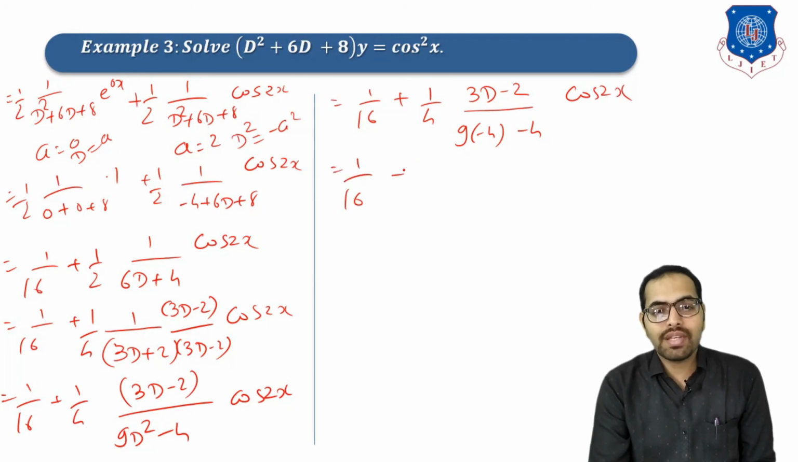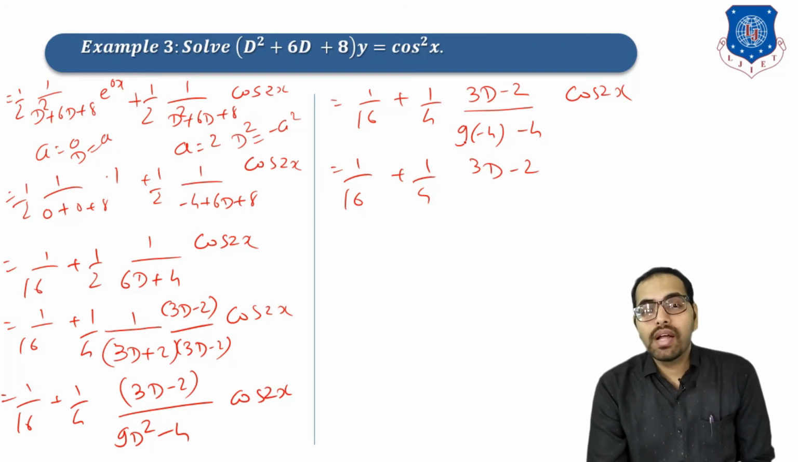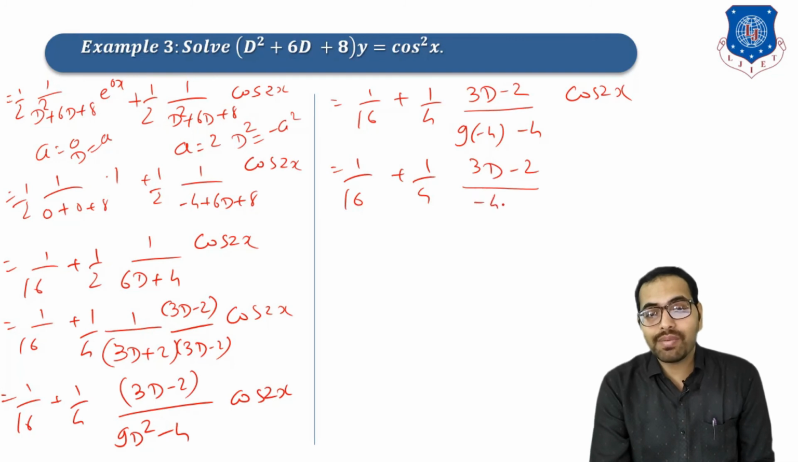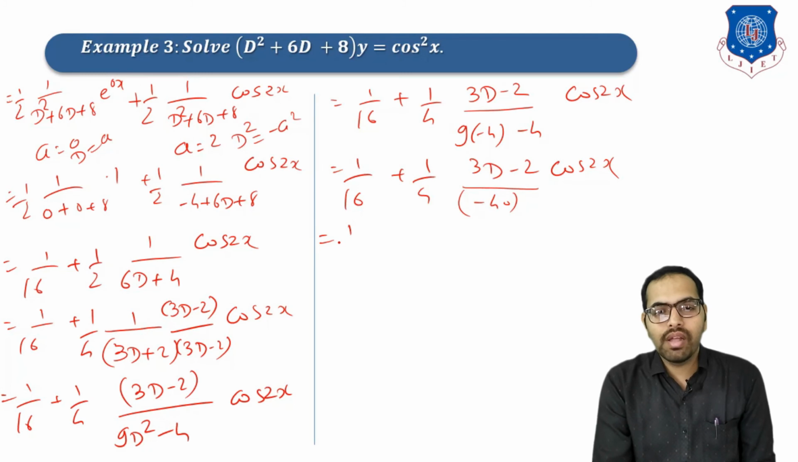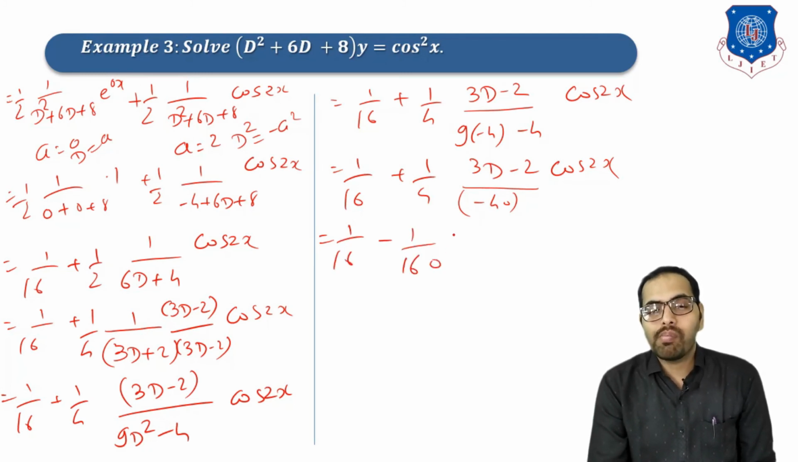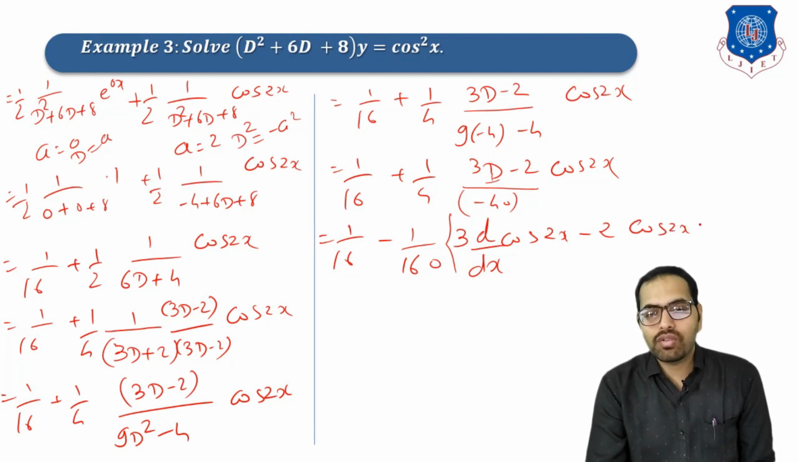See, 1 by 16 plus 1 by 4, 3D minus 2 kept as it is, 9 4s are 36, minus 4, that is minus 40 into cos 2x. Now simplifying that term, then 1 by 16 with minus sign common, then 4 4s are 16, then 1 minus 1 upon 163. Here in product form, it can be written as D, then it can be written as d by dx of cos 2x minus twice cos 2x.